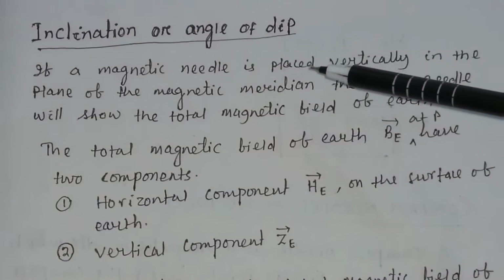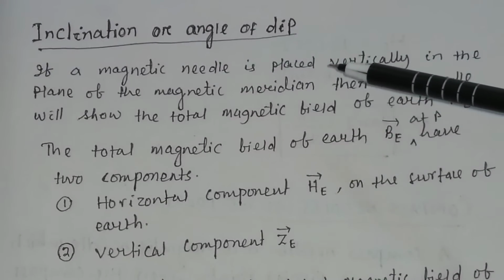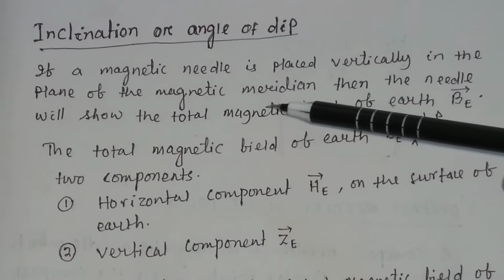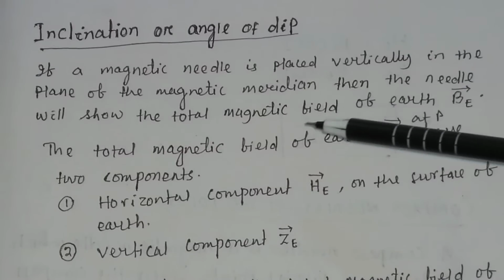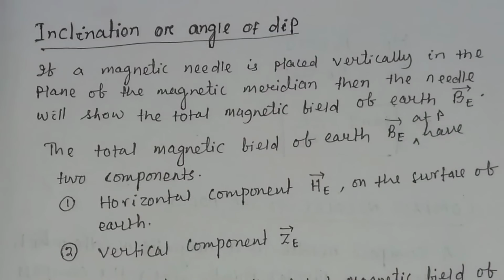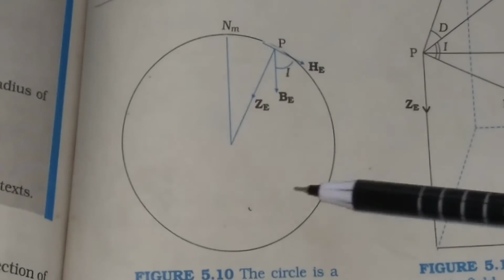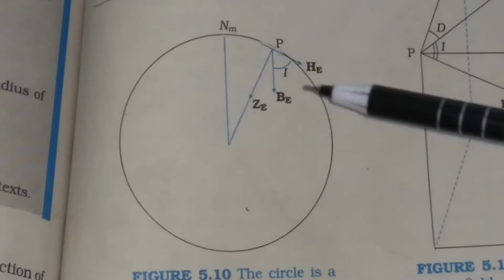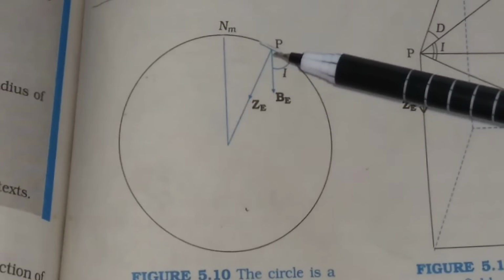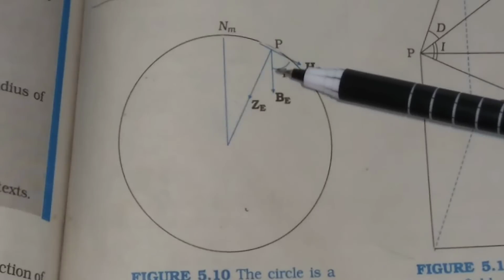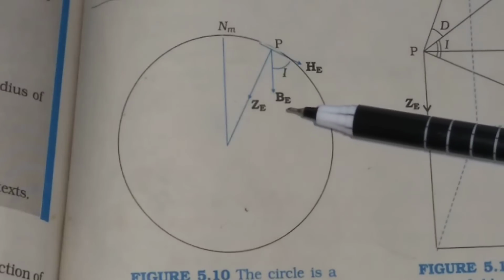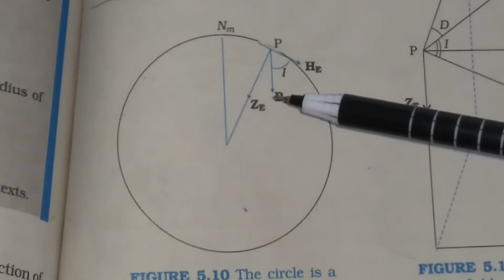Now let us know what is inclination or angle of dip. If a magnetic needle is placed vertically in the plane of the magnetic meridian, then the needle will show the total magnetic field of the earth, represented by BE. Suppose this is your earth and you place a magnetic needle here, vertically, in the plane of the magnetic meridian. The magnetic field BE gives you the total magnetic field of the earth.